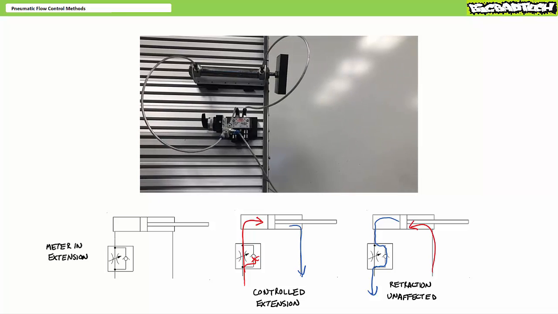You'll note retraction speed remained unaffected using a meter-in extension configuration, since the check valve bypass ensures air exhausted from the cap end during retraction is unimpeded. Additionally, note I kept the load constant with this application.